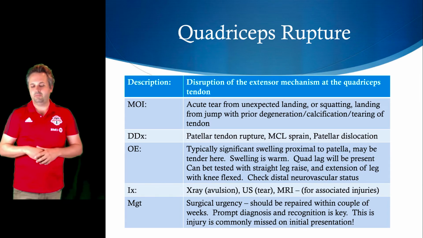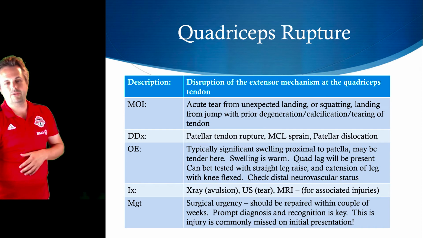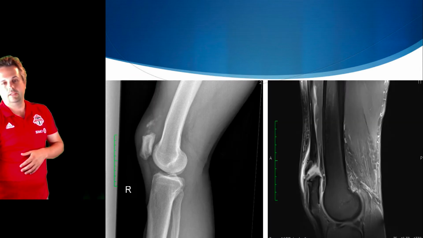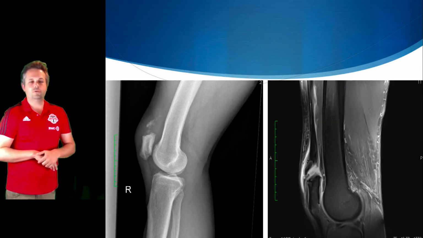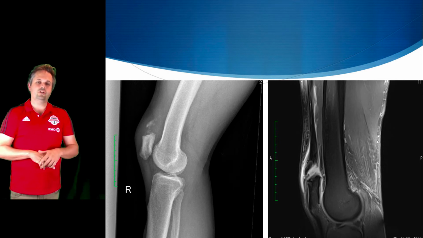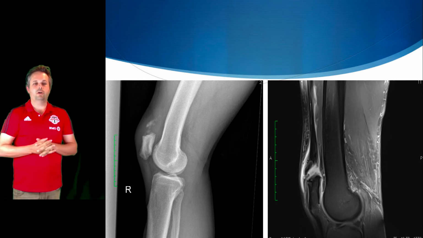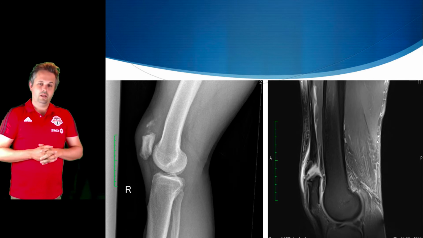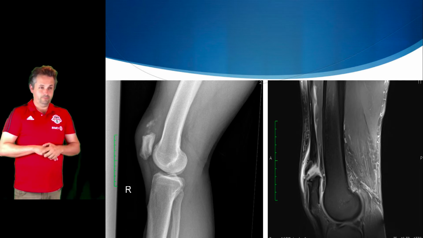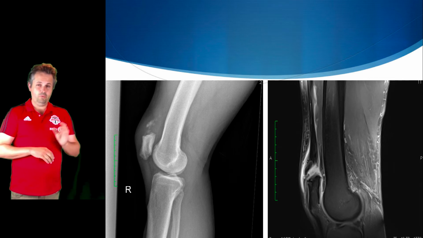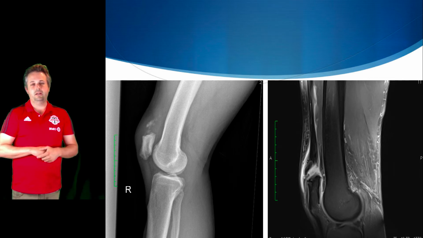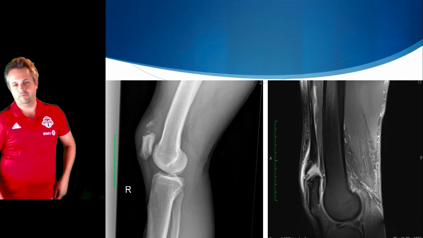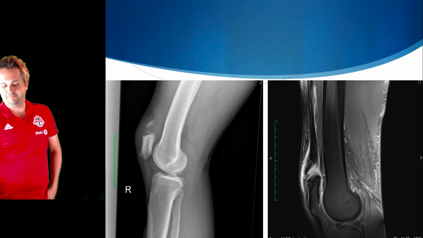And like I said, from the knee perspective, we want to make sure we do that as part of our assessment. This is a case of quadriceps rupture, so you can see a combination of calcification on the x-ray here, as well as an avulsion of the proximal patella. And then on the right, you can see a sagittal view of the MRI, where you can see the patellar fragment that is dissociated from the rest of the patella, as well as the proximal retraction of that quadriceps tendon with an effusion in between.